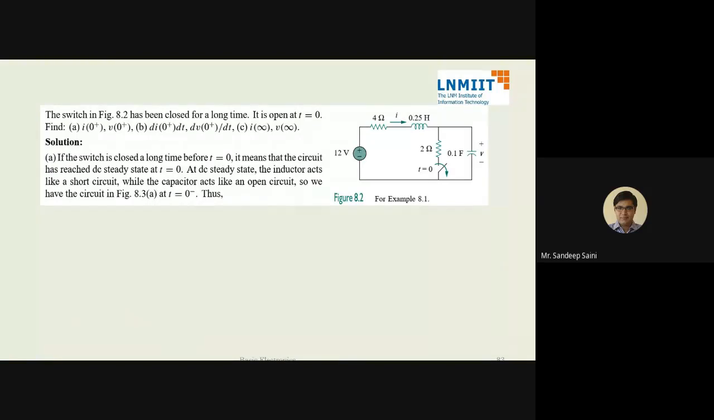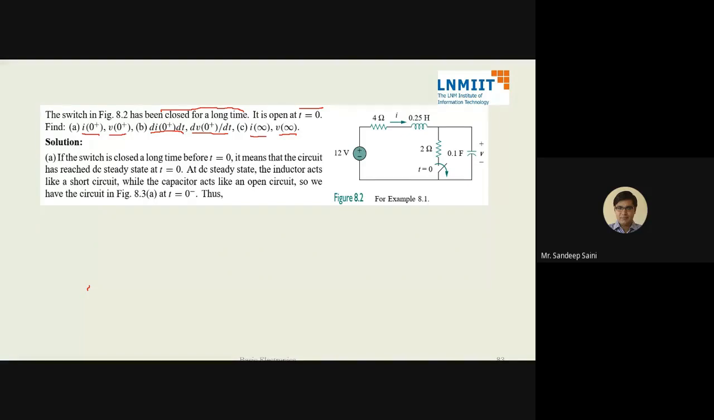Now let us look at this circuit. The switch is closed for a long time and opens at t equal to 0. Find I of 0 plus, V of 0 plus, di by dt at 0 plus, dv by dt at 0 plus, I infinity, V infinity. What is the meaning of di by dt at 0 plus? It is the instantaneous rate of change of current at time t equal to 0 plus, and similarly the rate of change of voltage at time t equal to 0 plus.